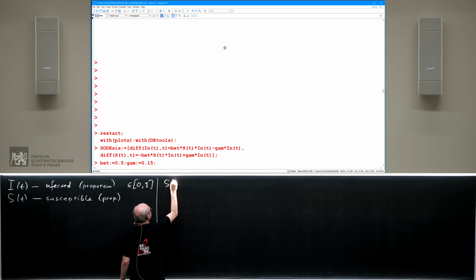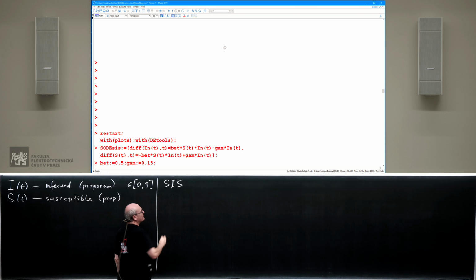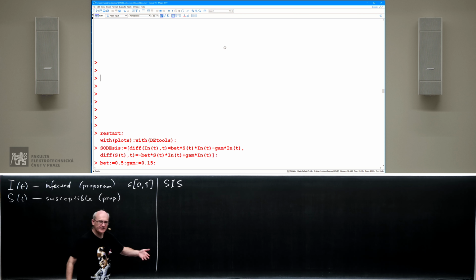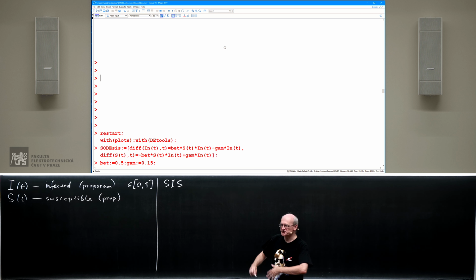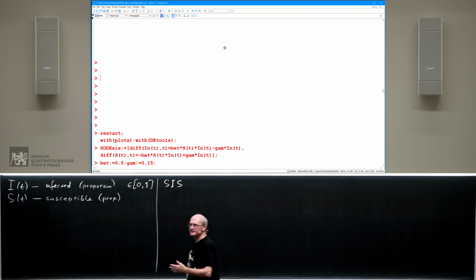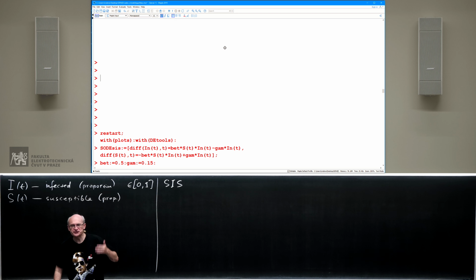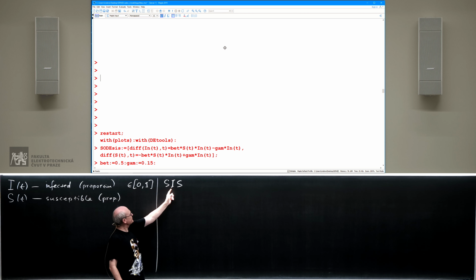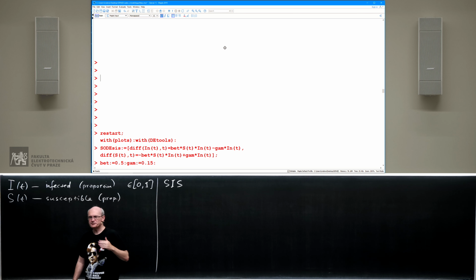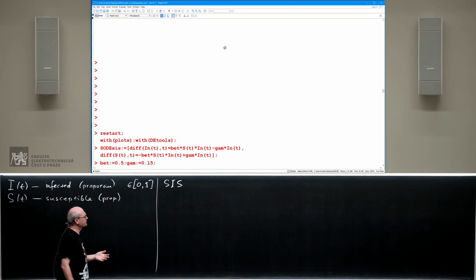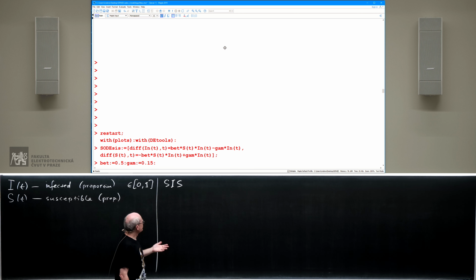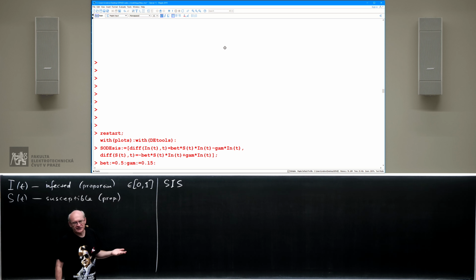It's called SIS model. How does it work? You are healthy, you meet somebody who is infected, you contract it with some probability, you get sick, you are sick for a while, then you get healthy again, and you can again join the game. So from infected, you again become susceptible. Typical example is the common running nose, common cold, okay? Annoying, but yeah, you can live with that.